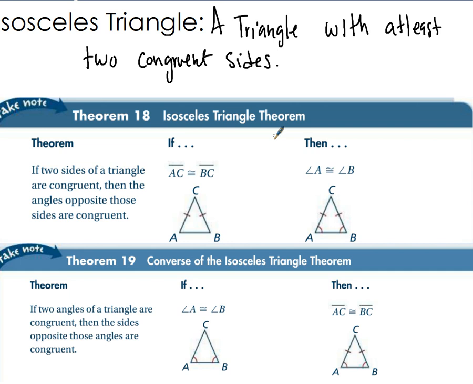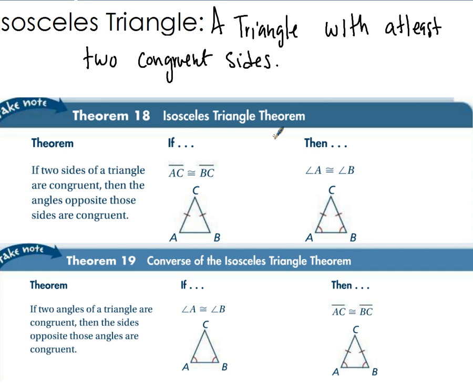Our first theorem is the isosceles triangle theorem. It says if two sides of a triangle are congruent, then the angles opposite those sides are congruent. So in my picture, if I have AC is congruent to BC, then the angles opposite AC and BC are congruent. So that's angle A and angle B.